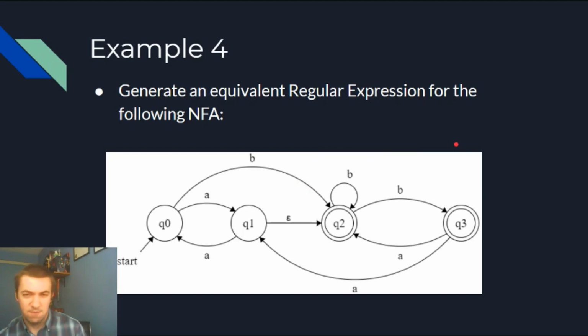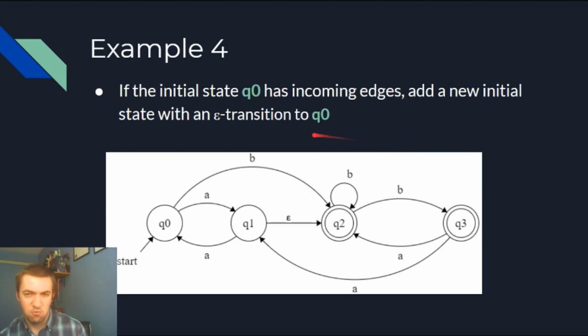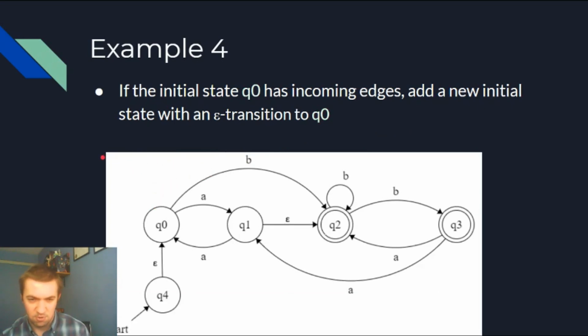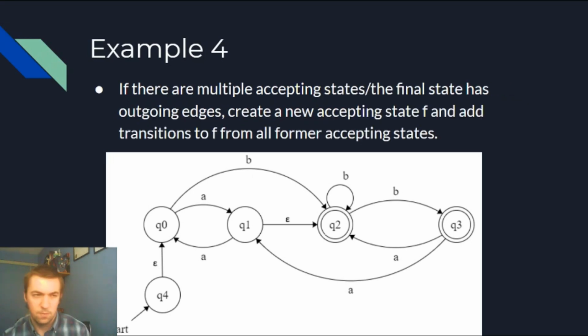So our very first step for this is going to be to see if the initial state Q0 has incoming edges, which it does. From Q1 we can go back to Q0, so we're going to need to add a new initial state with an epsilon transition to Q0. So we take this diagram, we're just going to add one new state. We have Q0 to 3, so let's go and add Q4. And Q4 has an epsilon transition that goes to Q0, and Q4 is our new starting point.